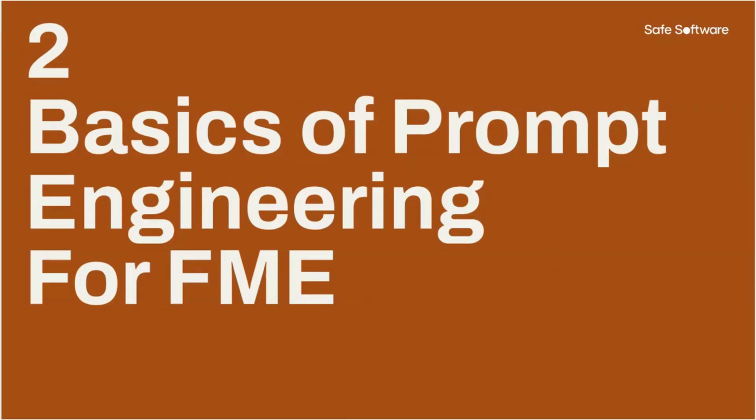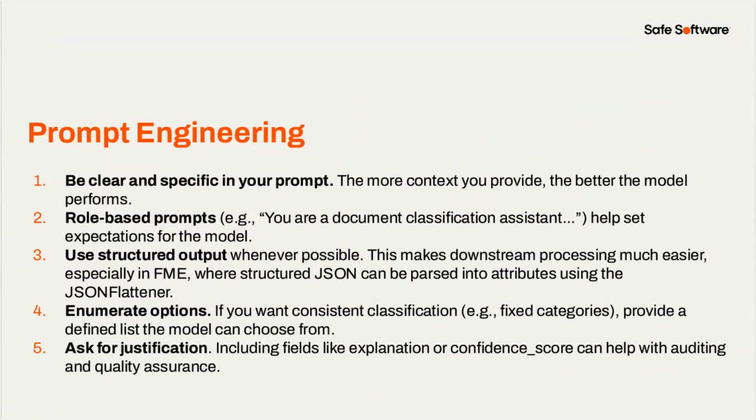So let's talk about the basics of prompt engineering for FME. So prompt engineering for FME is going to look slightly different than prompt engineering when you're having a conversation with ChatGPT. And when you're working with ChatGPT, normally you would have a conversation back and forth and you would refine your prompt and you could extract information from it from something like a paragraph. But in FME, you can't really do that because this is all going to be automated later on. So, what you really want is a clear and specific prompt. The more context that you can provide the model, the better off you'll be. You'll want to use role based prompts. So, having a specific role to help, again, set expectations for the model.